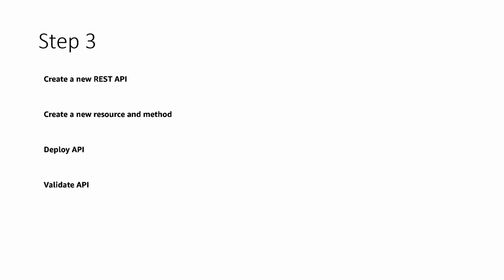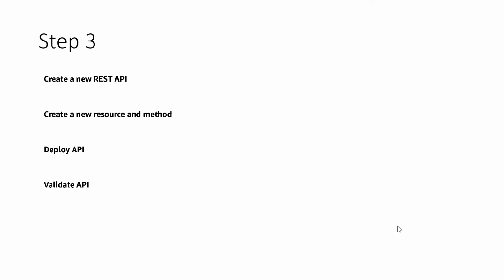So in step number 3, we are going to create a REST API. That's why we'll be using the API Gateway, and we will be defining HTTP methods on our API, and then we will be triggering a Lambda function. So from the API, we have to enable the CORS and all. So we will deploy the API, and we will also validate our API. So let's start with creating a REST API.